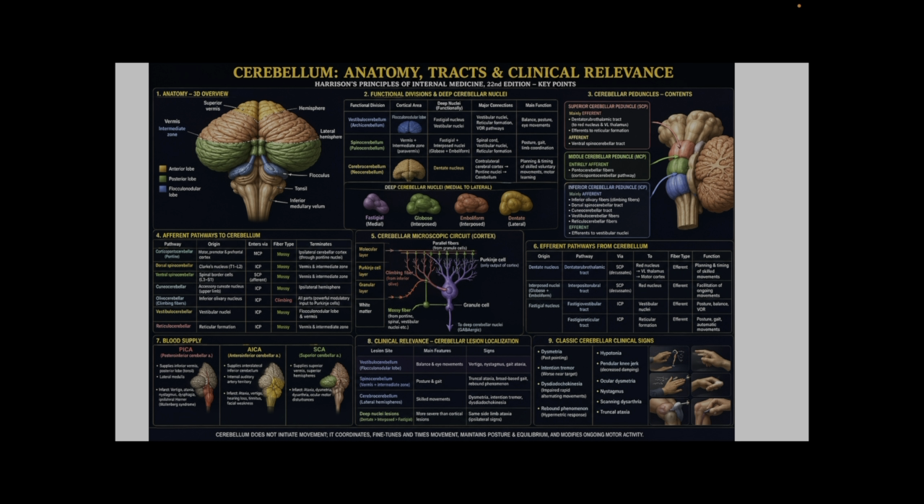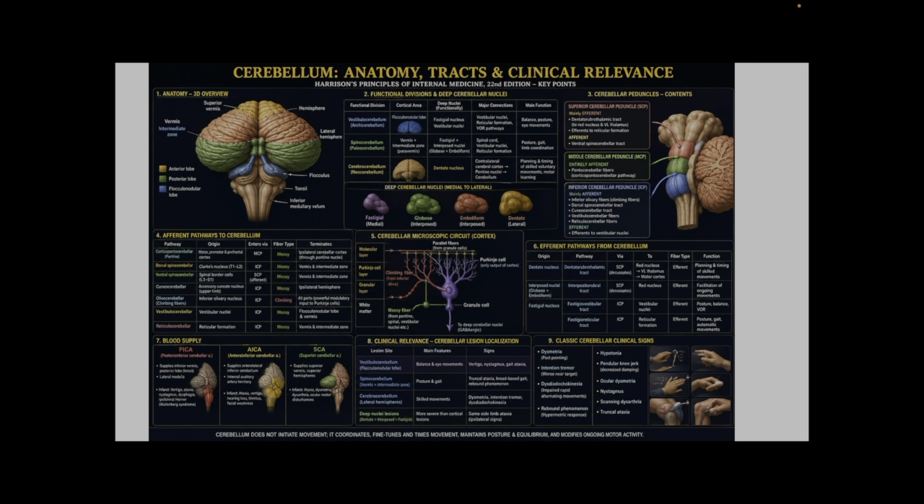Clinical localization. So how do you localize? Vestibulocerebellar lesions cause vertigo, nystagmus, gait ataxia. Spinocerebellar lesions cause truncal ataxia and postural instability. Cerebrocerebellar lesions cause dysmetria, dysdiadochokinesia and intention tremor.